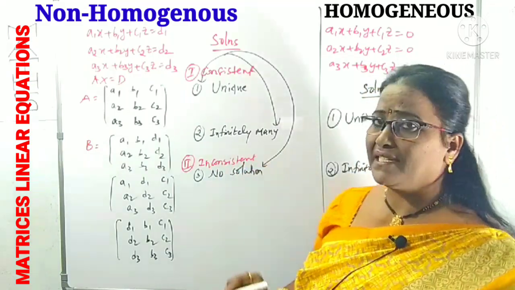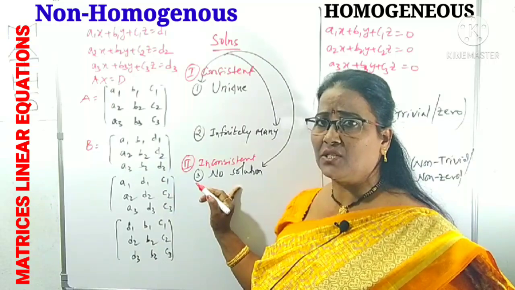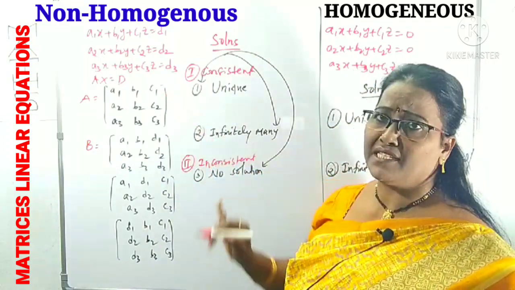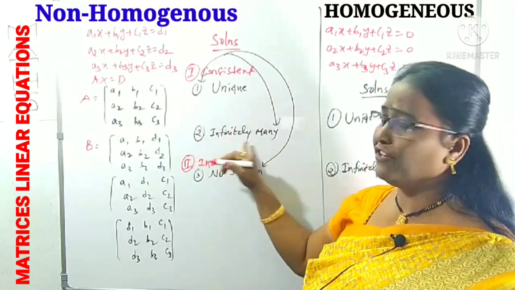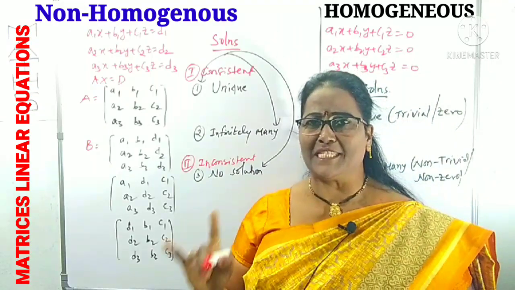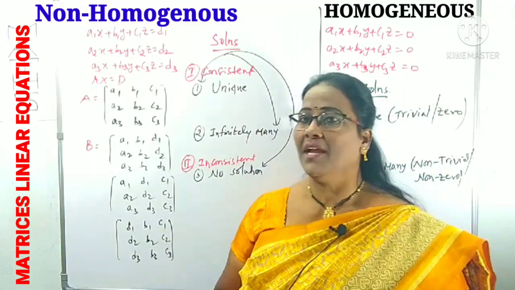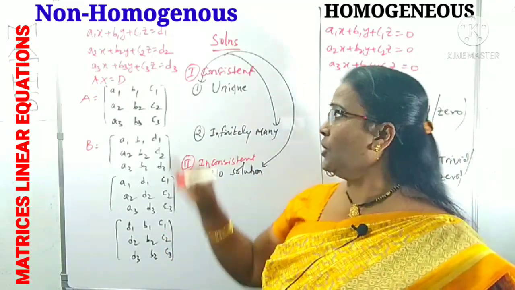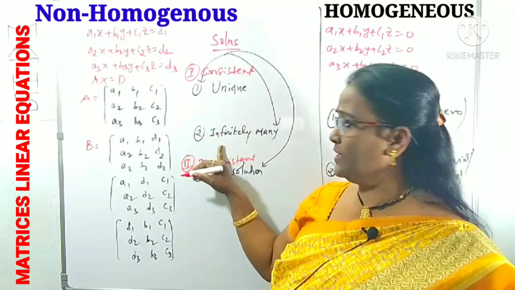Okay, when the system is inconsistent, it doesn't have the solution. When the system is consistent, either unique solution or infinitely many solutions, it must have the solution. Clear? Now, what are the conditions for unique solution and infinitely many solutions?